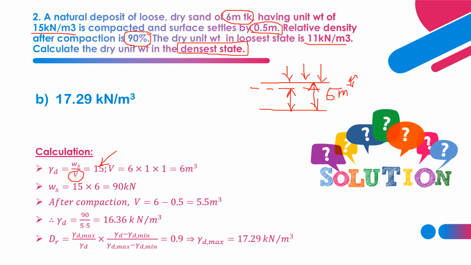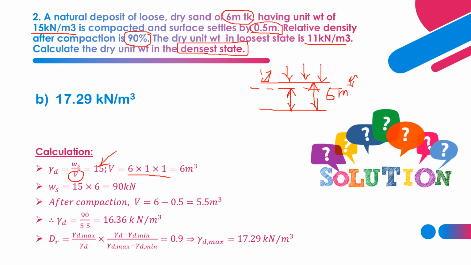Total volume is nothing but 6 meter cross, here we can assume 1 meter and lengthwise 1 meter. Just assume the volume as 6 meter cube. Ws is therefore 15 into 6, 90 kilonewton. After compaction, 0.5 meter gets settled.